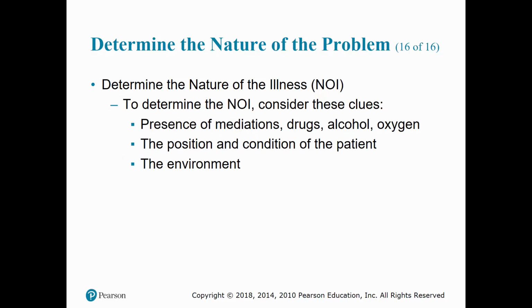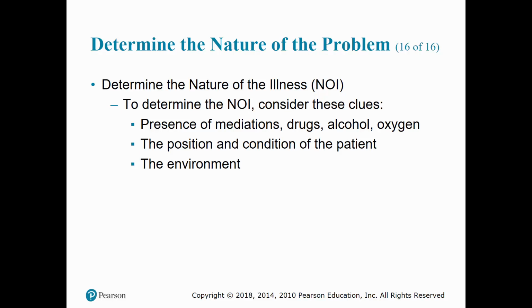Inspect the scene for clues about the illness. Look for prescription and non-prescription medications, drug paraphernalia, alcohol, drugs, and other pertinent clues. Home oxygen equipment may indicate a pre-existing respiratory or cardiac condition. The physical position and condition of the patient may provide information about the illness as well. For instance, a tripod position where they are sitting up and leaning forward may indicate respiratory distress or cardiac compromise.